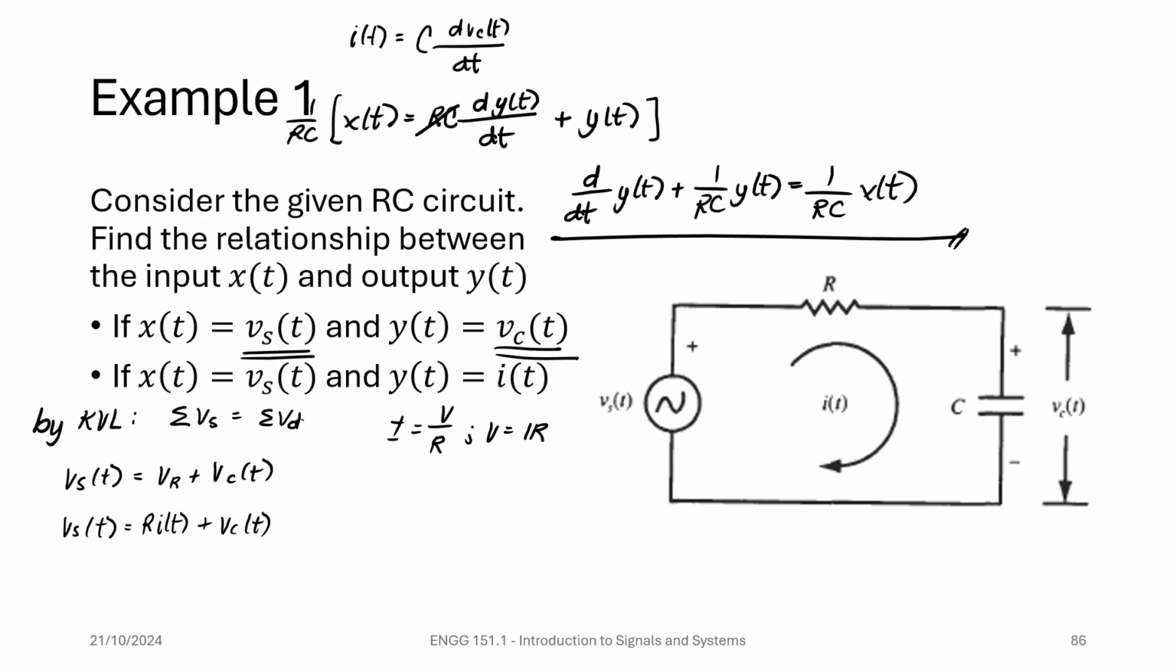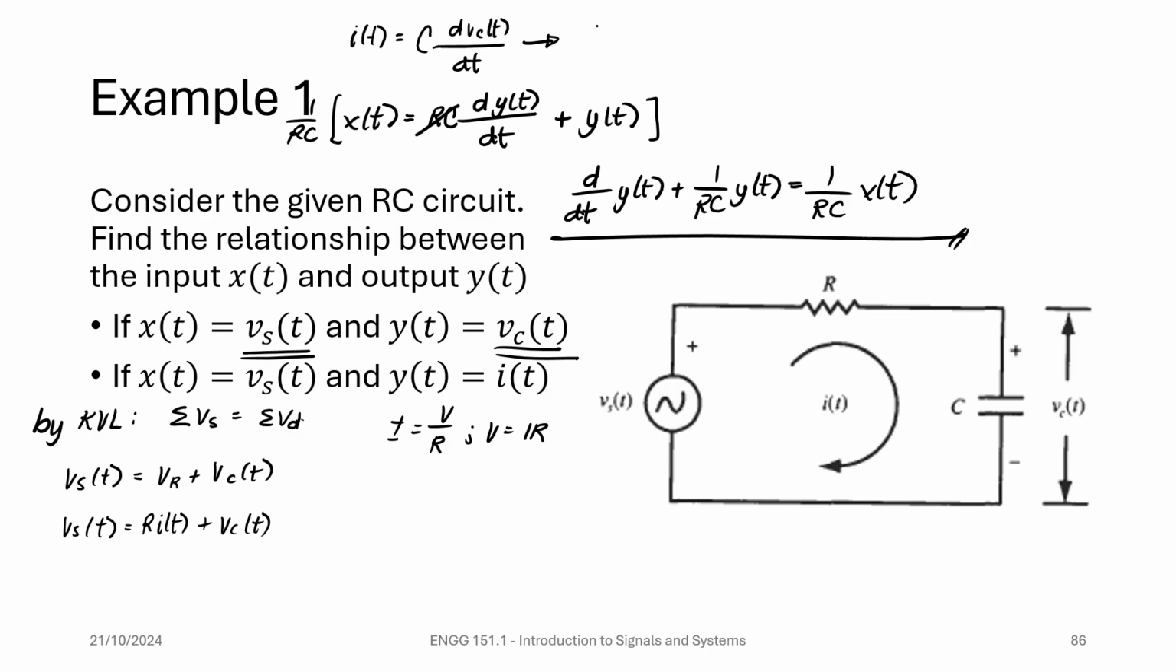Now, we have here for the second one, x of t is equal to Vs of t pa rin. However, y of t is now equal to i of t. So instead of i of t with respect to Vc of t, we are going to have Vc of t with respect to i of t.